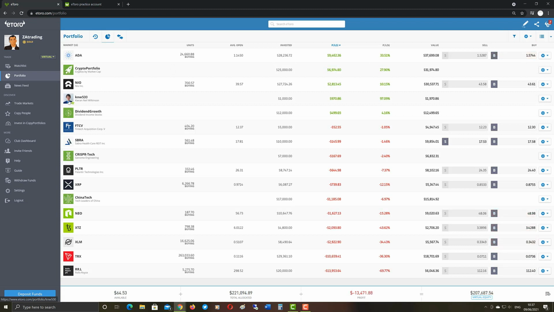Okay. So in a similar way, the other investments are shown. So people, units buying, average open. So this is what it's opening at, invested amount, profit and loss, profit percentage or loss percentage, and you can see the value of that currency or stock as I've invested.